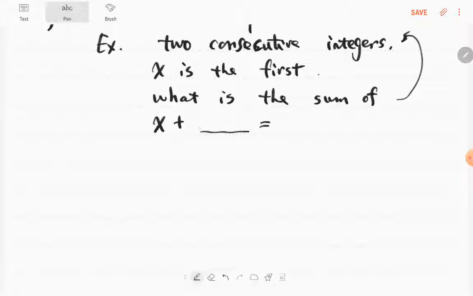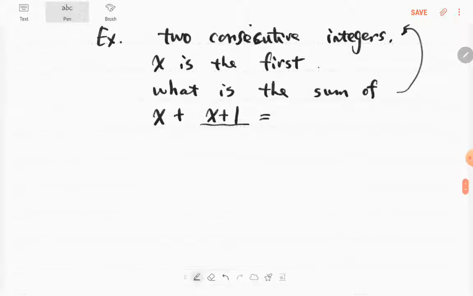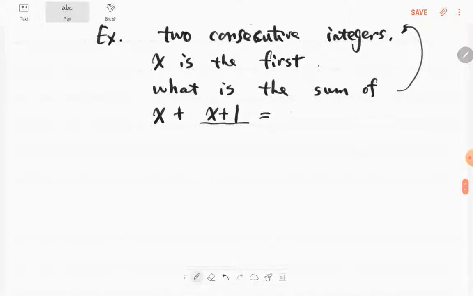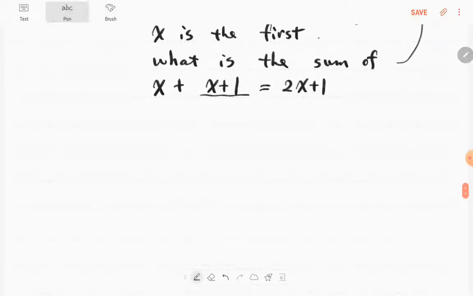So what's the number after x? So it would be x plus 1, right? And the sum means we should use the addition. So the first number plus the second number. The second number is consecutive, which means it's just x plus 1, one more than the previous one. So after that, we combine the like term. We will get the sum is 2x plus 1. Right? This is consecutive integers.